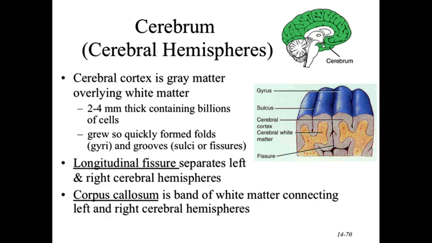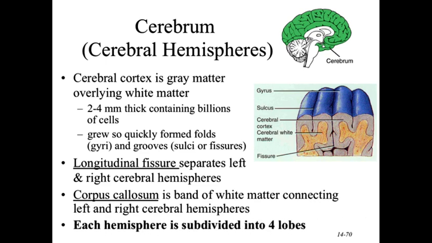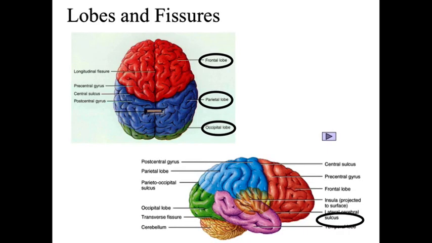And the corpus callosum is much, much better developed in females than it is in males. So I think women are much, much better at multitasking. Each hemisphere is divided into 4 lobes. There's a frontal lobe, a parietal lobe, an occipital lobe, and of course a temporal lobe.